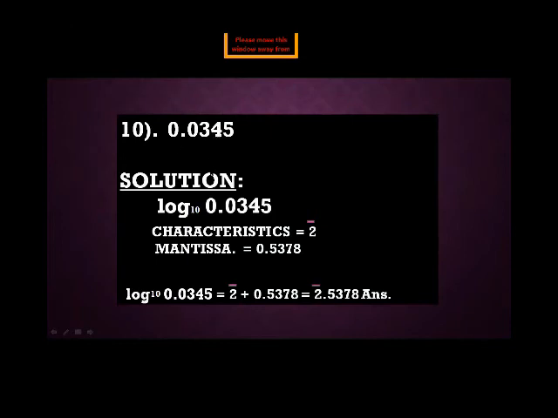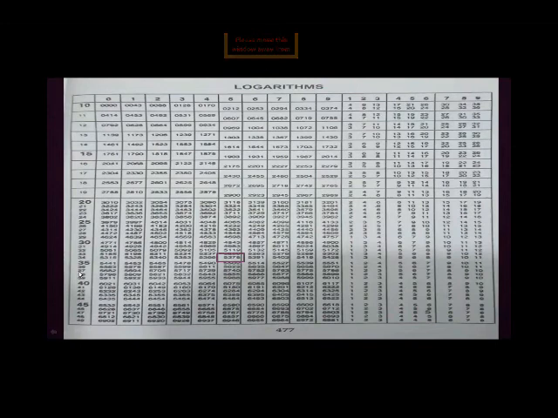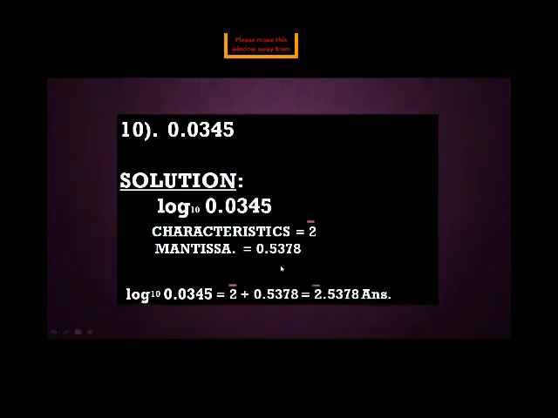For the mantissa, you will consider 3, 4, 5. So we consider 34, this is the column 34 and the row 5. In column 34 and in row 5 you will get 5378. So then you will add 2 bar plus 0.5378. So the log of this number is 2 bar 0.5378.